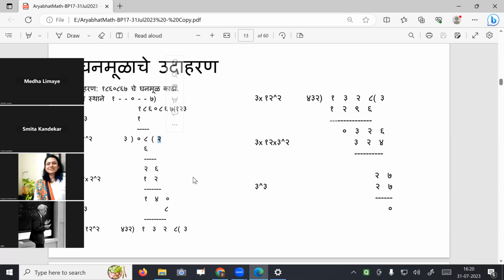So 3 times a square you are dividing by. 3 times a square, you are getting b. Then you are subtracting 3ab square. Then you are subtracting b cube. So actually you have subtracted so far a plus b cube. A plus b cube you have subtracted.